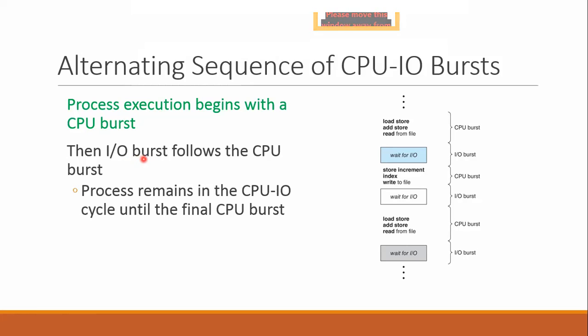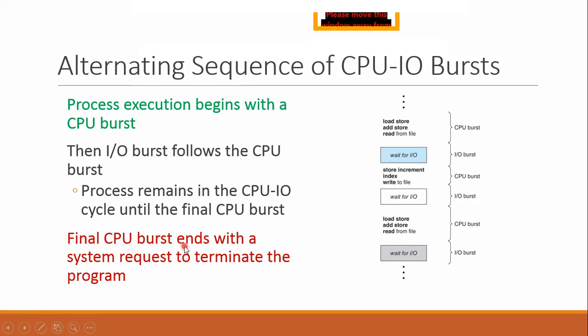After the IO burst cycle, there will be another CPU burst cycle. And after this CPU burst, there will be another IO burst and so on. So process remains in the CPU IO cycle until it reaches the final CPU cycle. Final CPU burst cycle ends with the system request to terminate the program. So final CPU cycle contains an instruction that will request the system to terminate its execution.